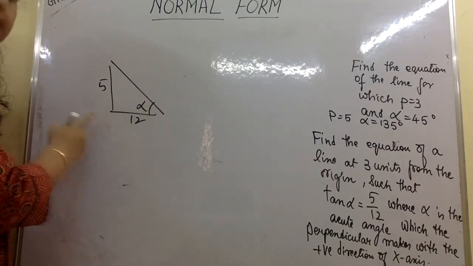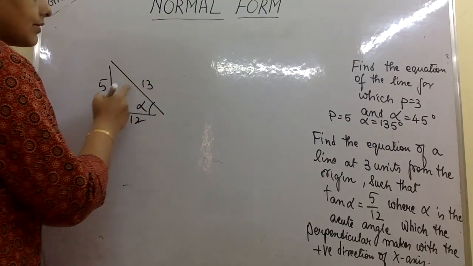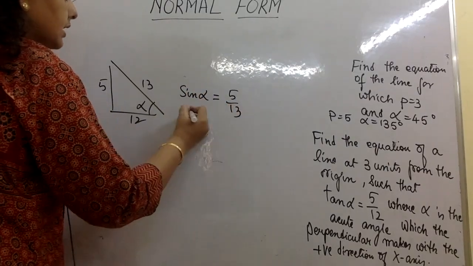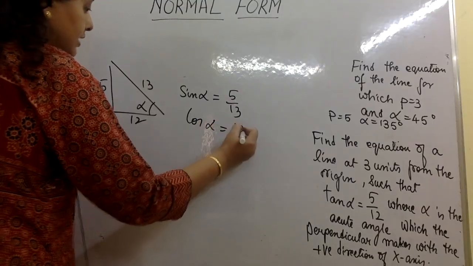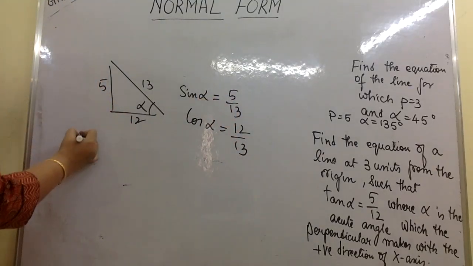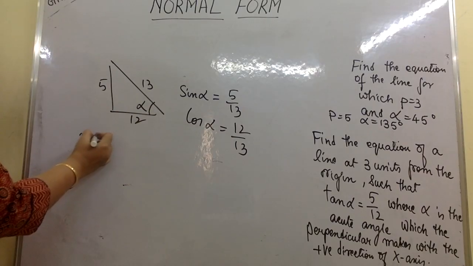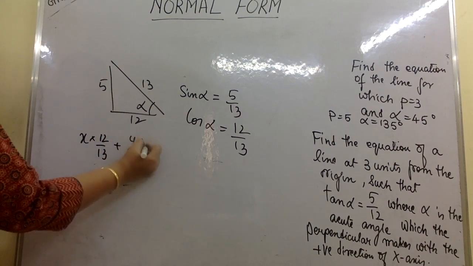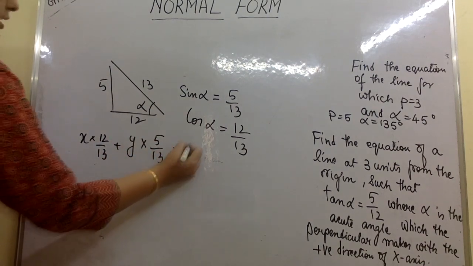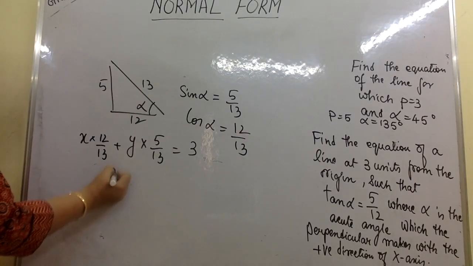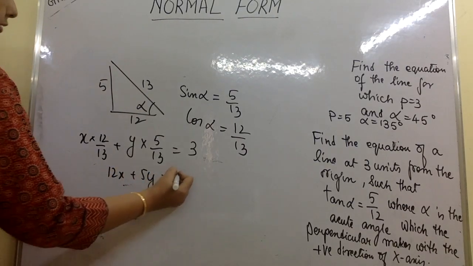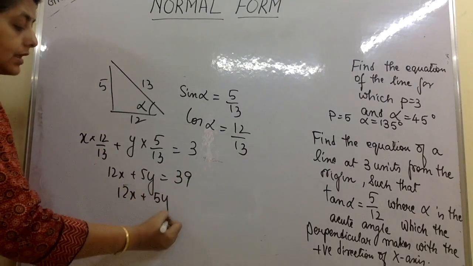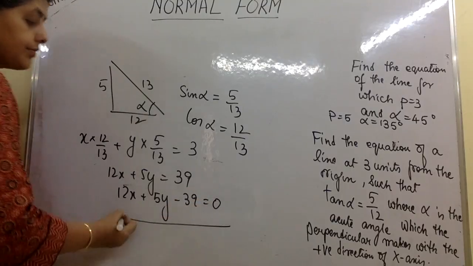Remember you used to do this in 9th standard. Then by Pythagoras this becomes 13. Get your sine alpha is 5 by 13. Get your cos alpha is 12 by 13. So now put it, x cos alpha into 12 by 13 plus y into 5 by 13, which is equal to 3. So 12x plus 5y is equal to 39. So 12x plus 5y minus 39 is equal to 0.